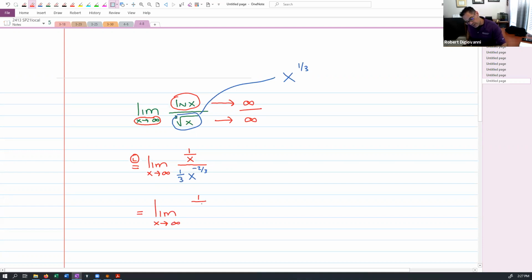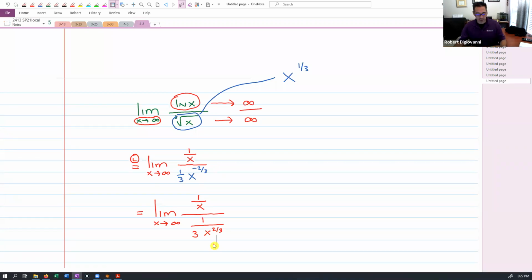I get 1 over x on the top over 1 over 3 x to the positive 2/3. So I left the 1 over x on the top like this. And then on the bottom, I rewrote 1/3 as 1 over 3. And then the negative exponent here, I dropped it down to the bottom with the 3. Do you all see that? Yes. Okay. And now don't take your limit yet.